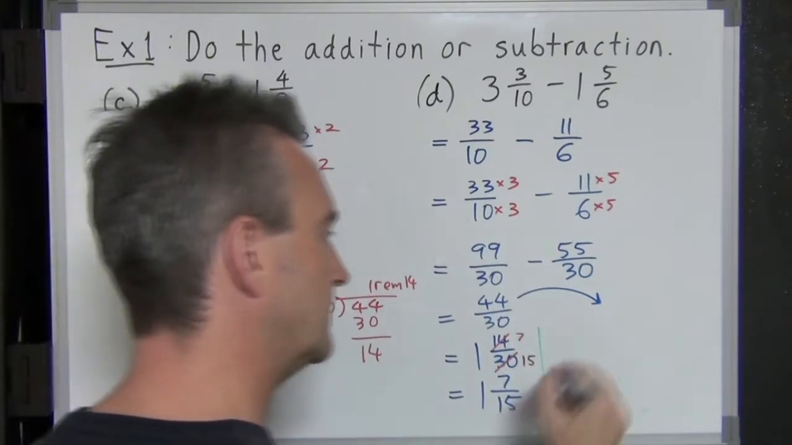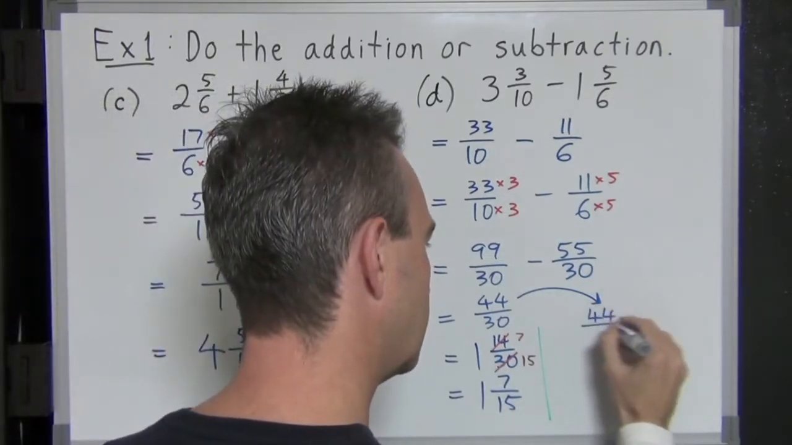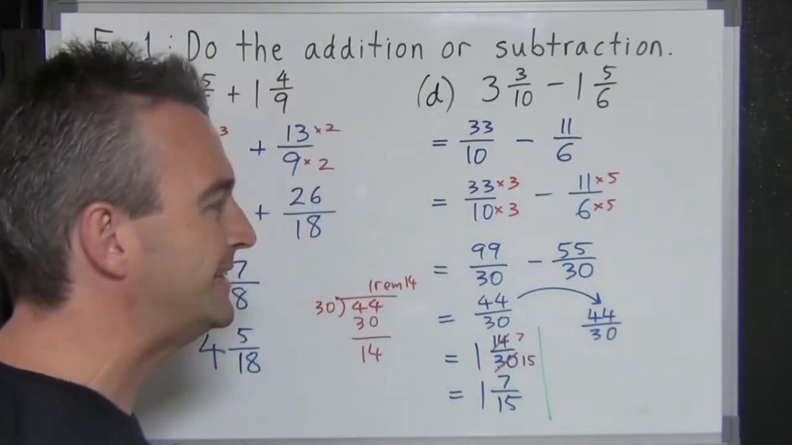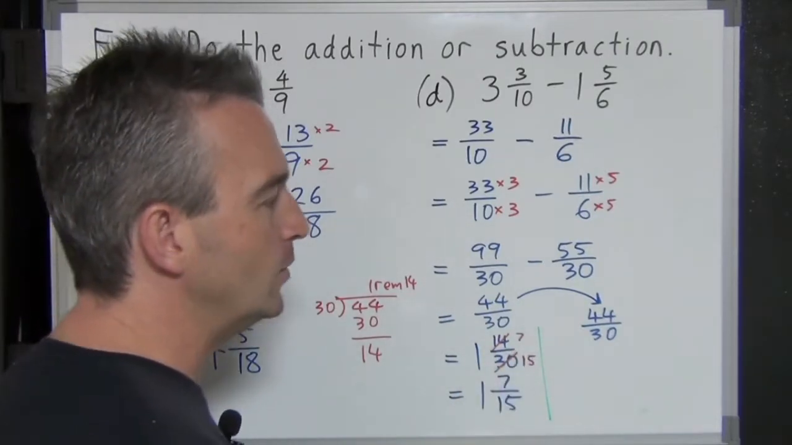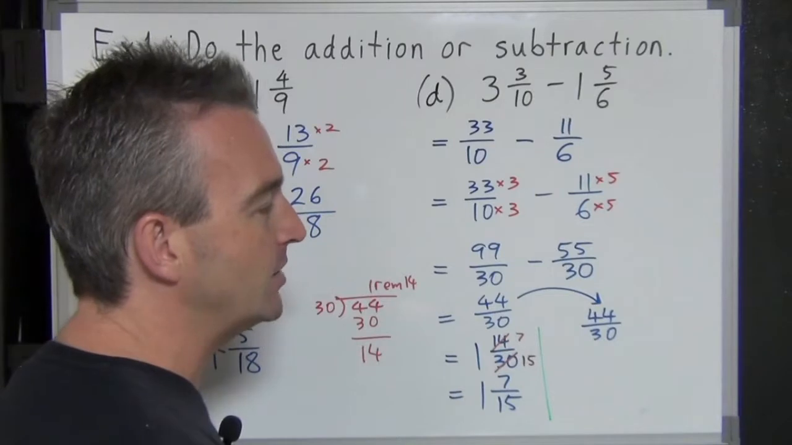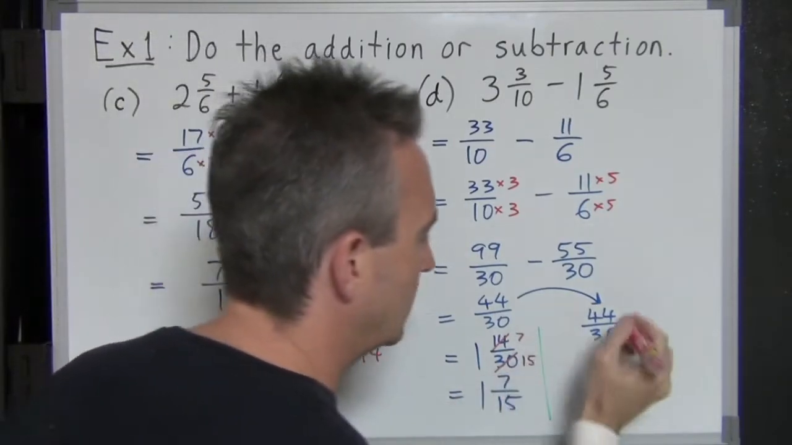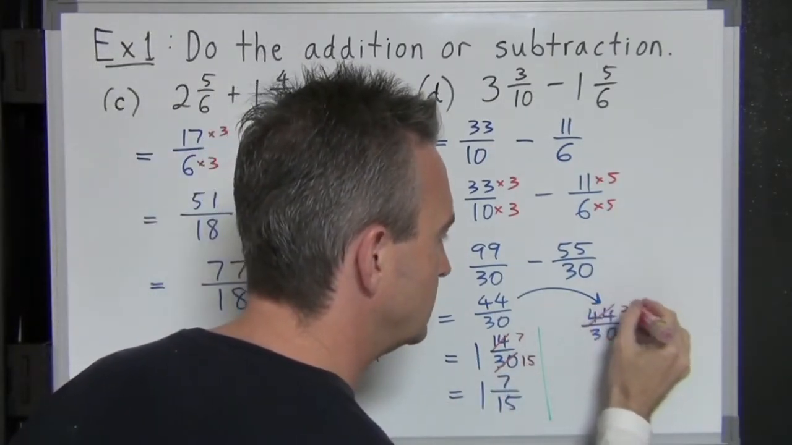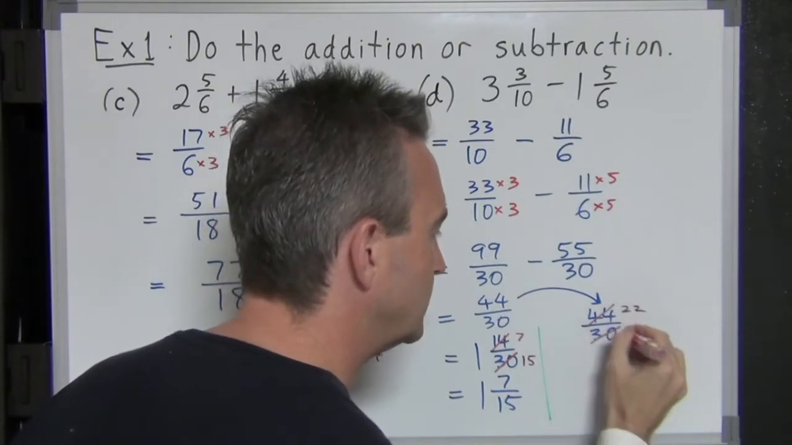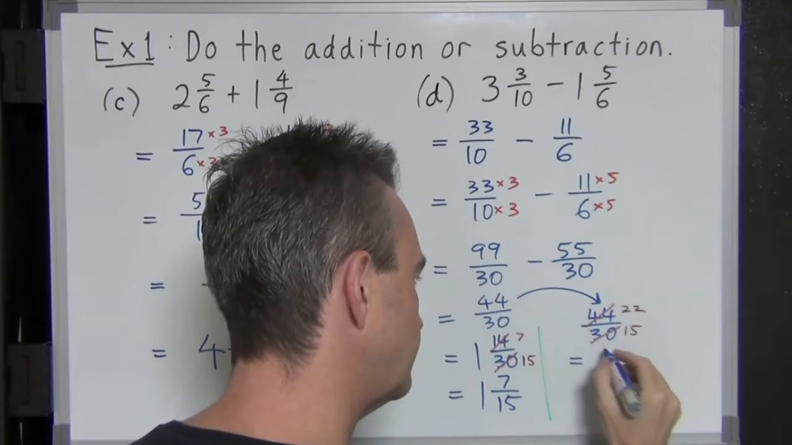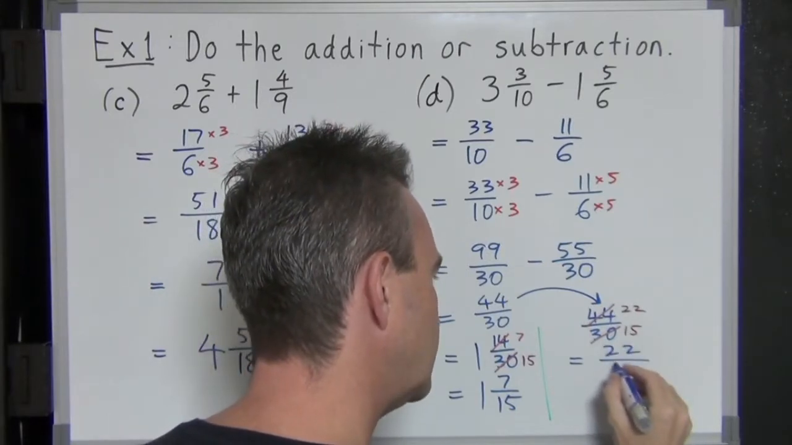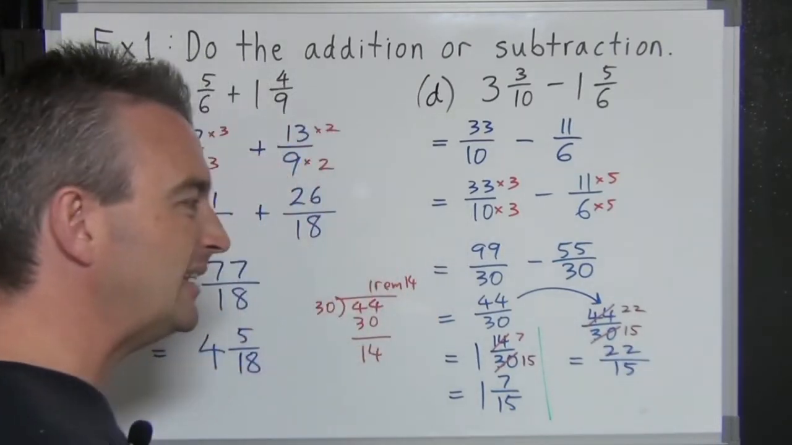44 over 30. When you get to the improper fraction part, you can actually simplify from here. 44 and 30 are both even, so they are divisible by 2. Let's do that. 44 divided by 2 is 22. 30 divided by 2 is 15. That's a little nicer, isn't it? 22 over 15.